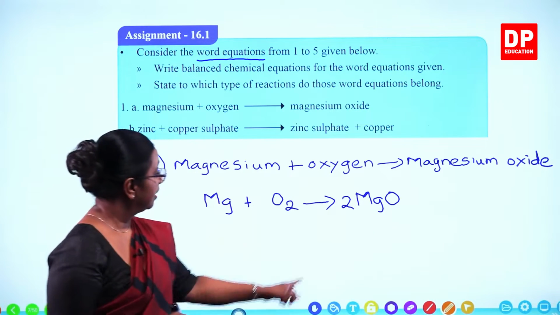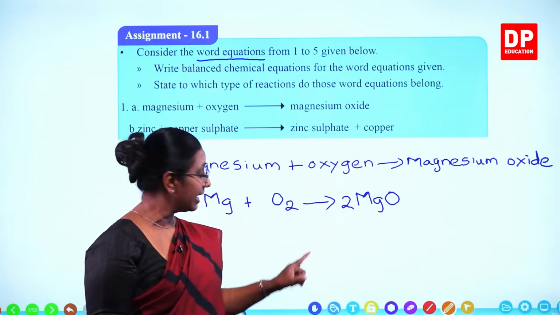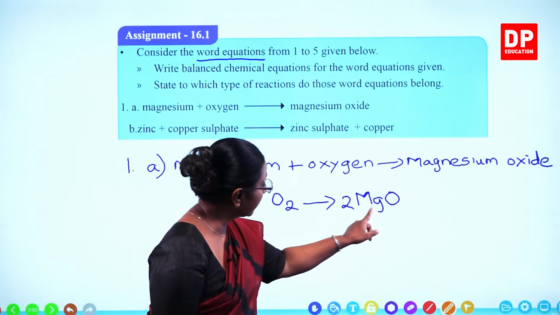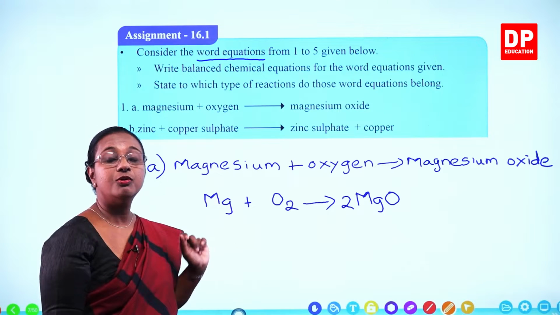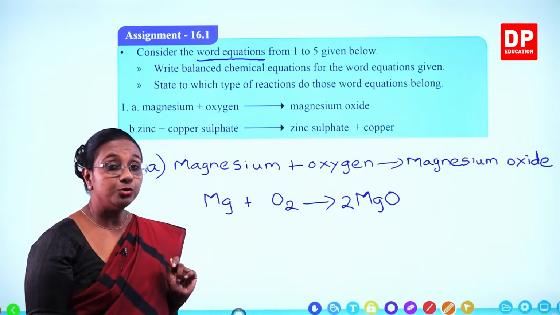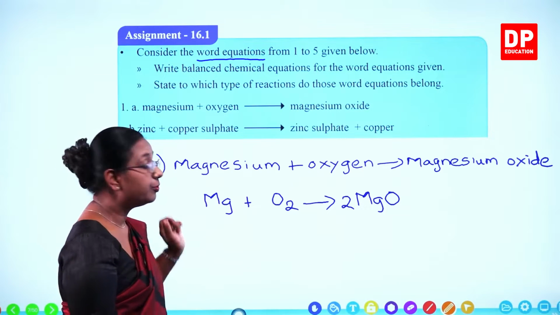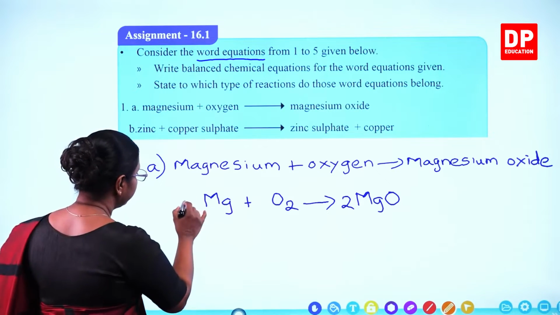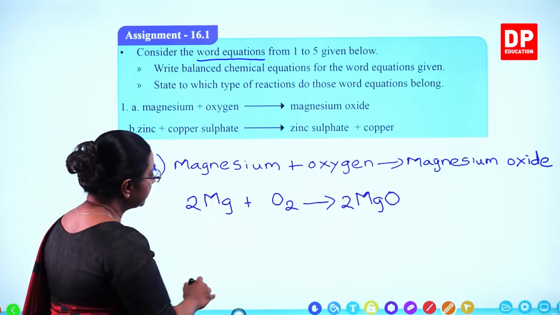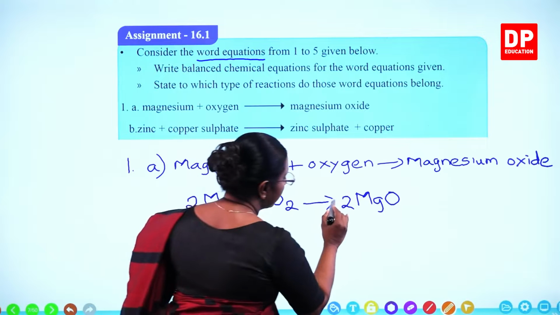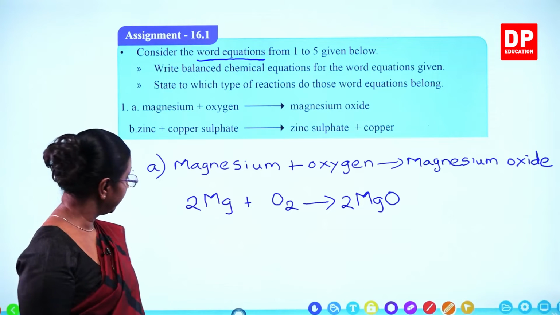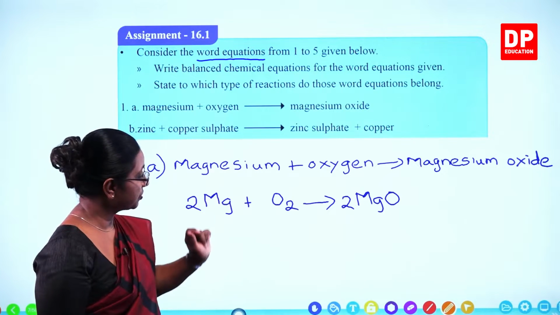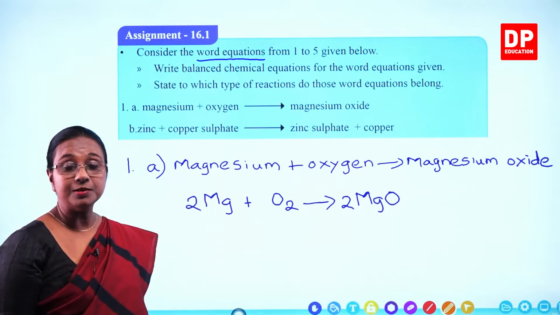Then there are 2 oxygen atoms. It's balanced with O2 here. But there are 2 Mg atoms here, and there is only 1 magnesium atom on the reactant side. What do we do there? We need to put a coefficient 2 in front of Mg. So 2 Mg plus O2 gives rise to 2 MgO. That is the balanced chemical equation: 2 magnesium, oxygen giving rise to 2 magnesium oxide.